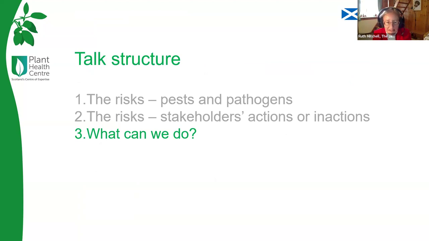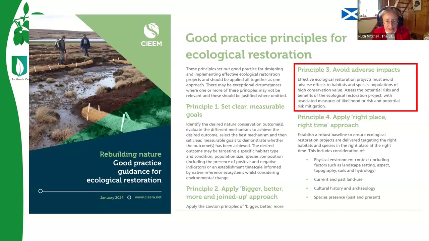And the real answer is actually in the new CIEEM guidance. There's the Good Practice Guidance for Ecological Restoration that came out in January this year. And the third principle of its 10 principles is to avoid adverse impacts. So effective ecological restoration projects must avoid adverse effects to habitat and species populations of high conservation value. And it says that you should try and reduce those risks. And that's really what I'm talking about here.